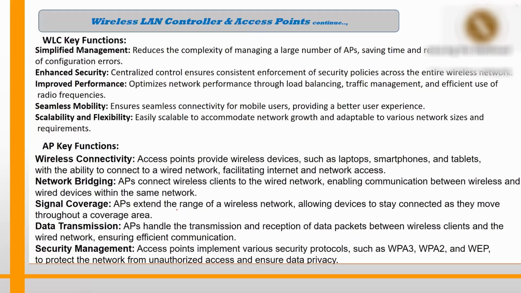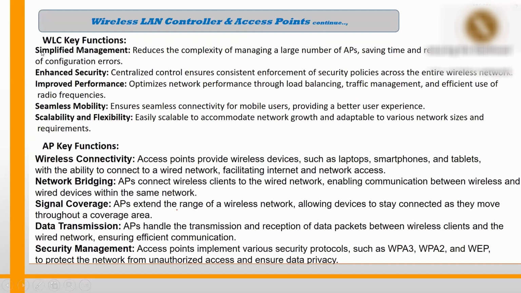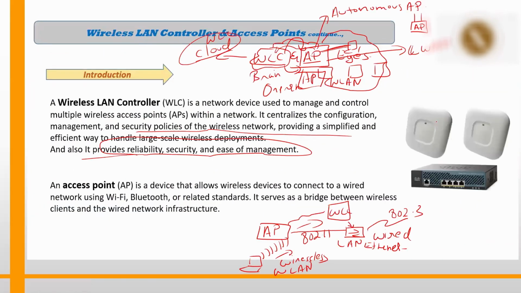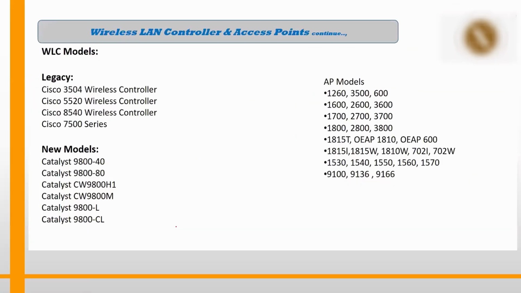Then the AP functions: wireless connectivity, network bridging, signal coverage. Okay, basically the SSIDs, right? Data transmission, security management. So all these things. That's what the WLC and AP do in the wireless LAN. Okay, there are different WLC models that are available.